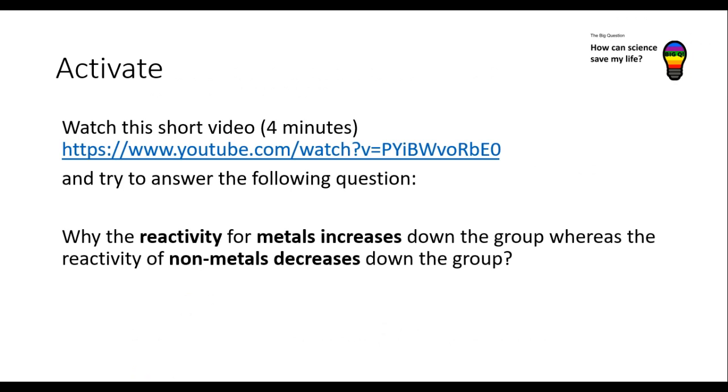So now watch this short video, which lasts 4 minutes, and then try to answer the following question: why does the reactivity of metals increase down the group, whereas the reactivity of non-metals decreases down the group? We're talking about the periodic table. So pause the video, watch that video, and try to answer the question.